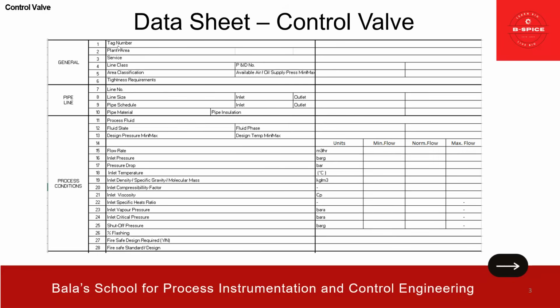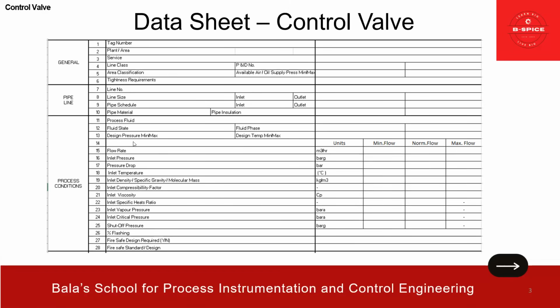Under general information, you can see tag number, plant area, service, line class, P&ID number, area classification, and tightness requirements, meaning the leakage requirements. Then pipeline: under pipeline, we have line number, line size, pipe schedule, pipe material, insulation, and inlet and outlet size. Then we have the main thing, process conditions. You don't have to worry about this. This will be given by our process colleagues, so you can always request them. Once they give it, you can fill in the details.